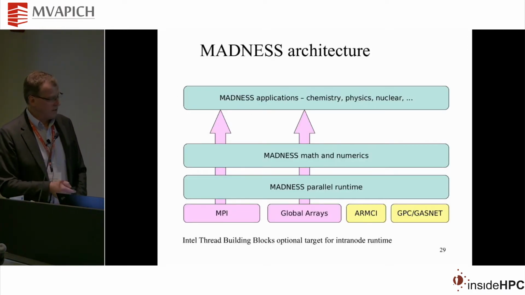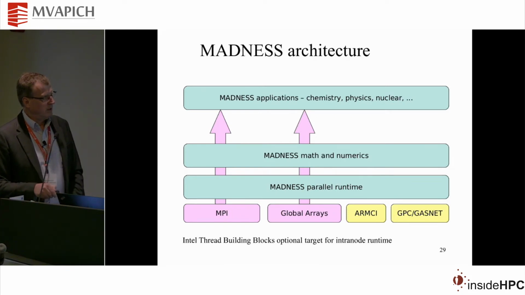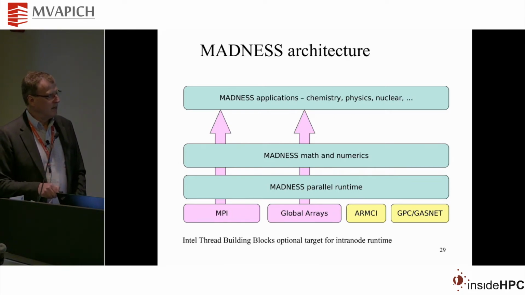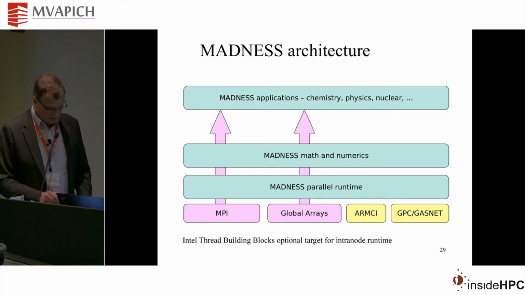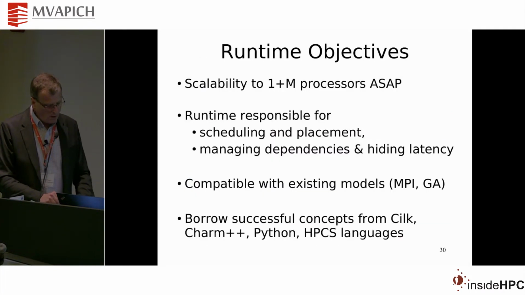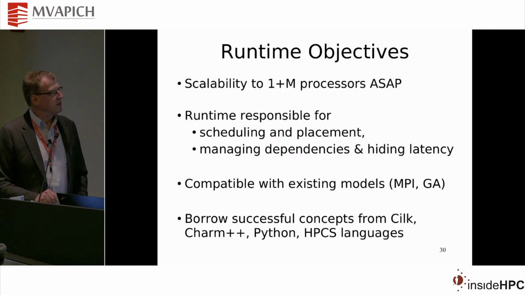So the MADNESS architecture is pretty standard. We've got the physics applications that you've seen in that very high-level depiction, which sit on top of the multi-resolution math layer, which is sitting on top of the parallel runtime that I'm going to talk about, that obviously is heavily using MPI and is using a bunch of other things for some aspects of computation.